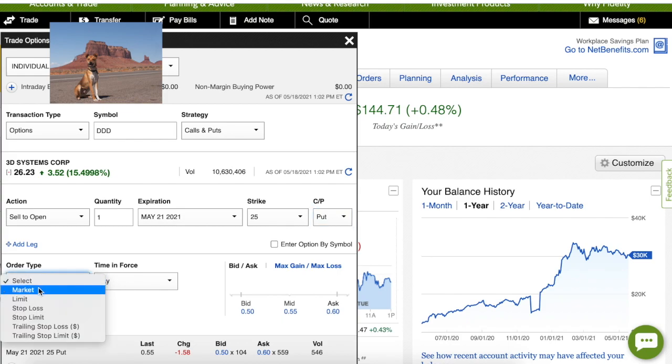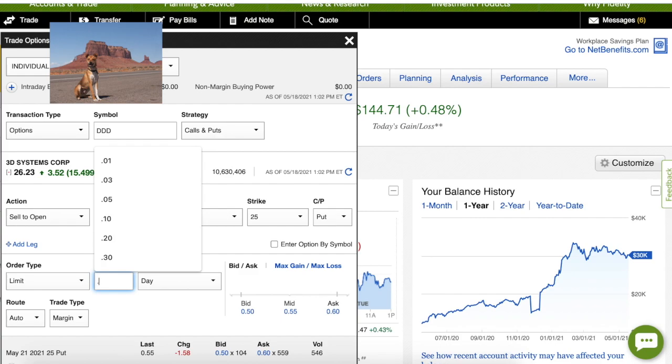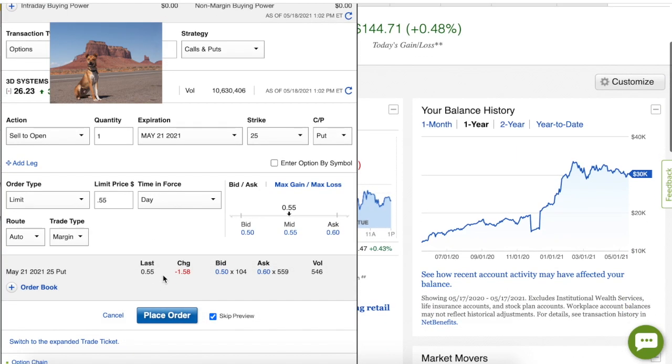I can set what order type I want. I always do limit orders for options. It's personal preference. Looks like the liquidity is fine. The bid ask is pretty narrow, so I'd probably get a fine fill. But this is just what I always do. I set the limit price right at the mid, which I'm happy with, and then let it auto, and then I can hit place order, and it would send it through. Okay, so there is that.